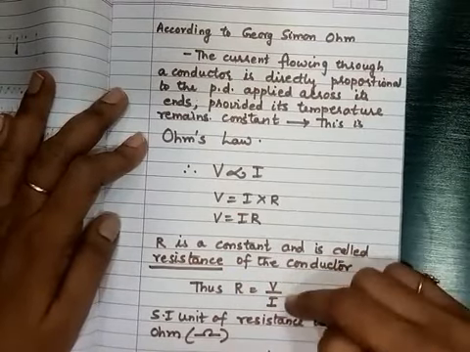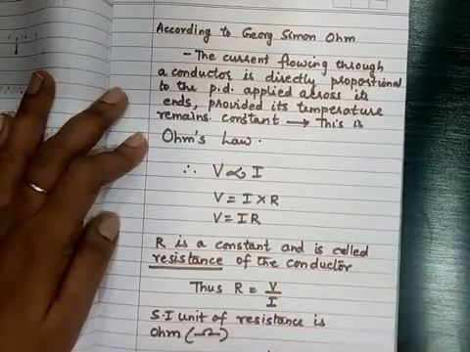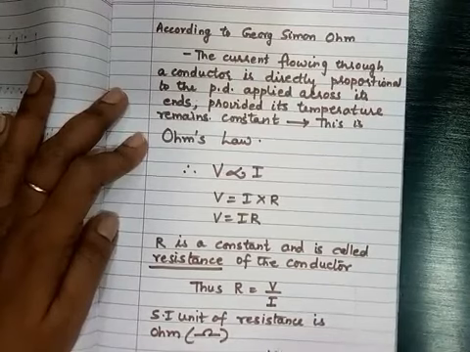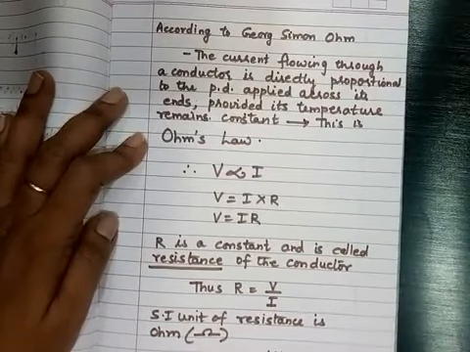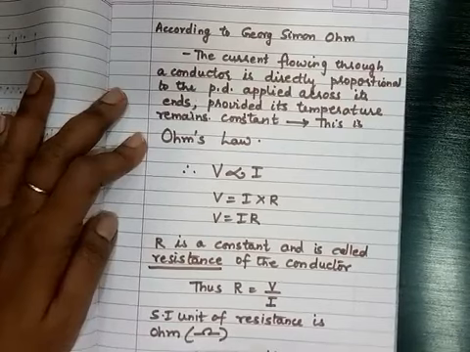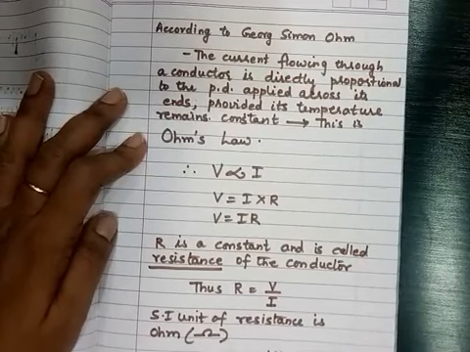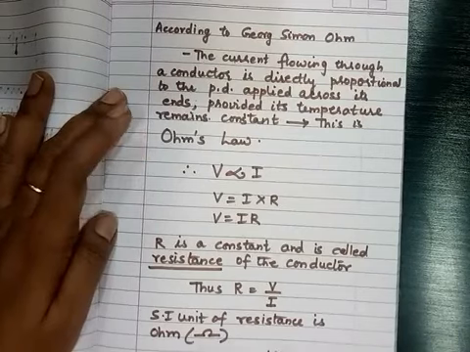So from this formula, R is equal to V upon I, we can write 1 ohm is equal to 1 volt upon 1 ampere. From this we can also define 1 ohm. So we can say that 1 ohm is the resistance offered by a conductor across which 1 volt of potential difference is applied and through which 1 ampere of current flows.